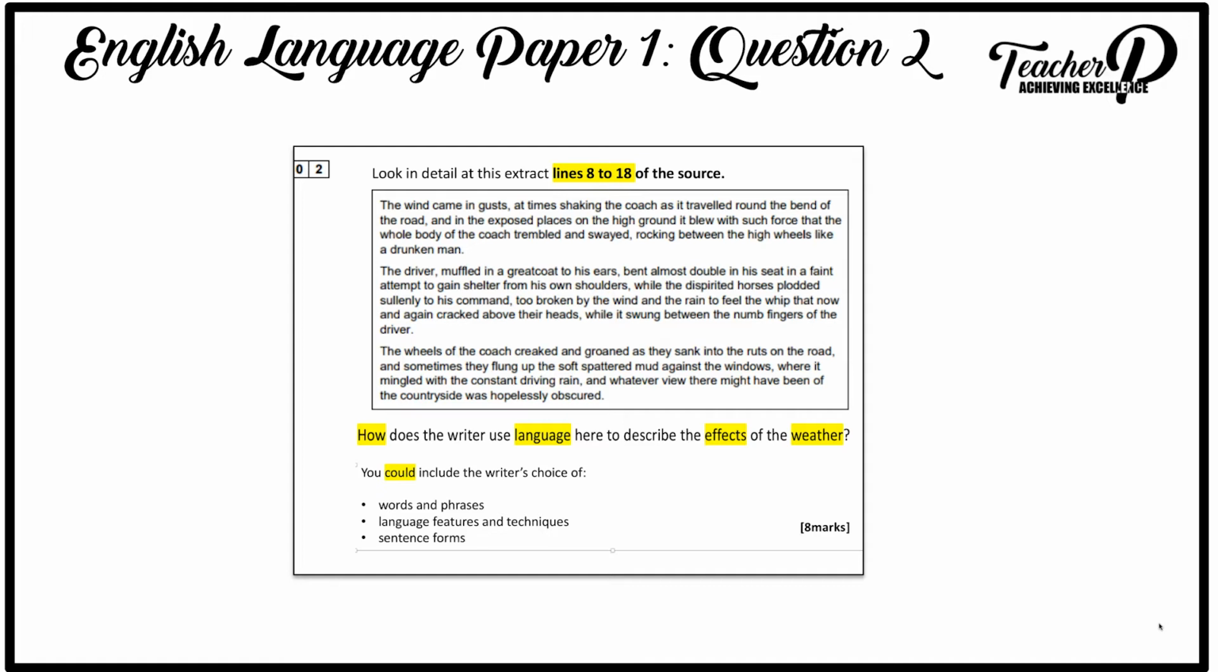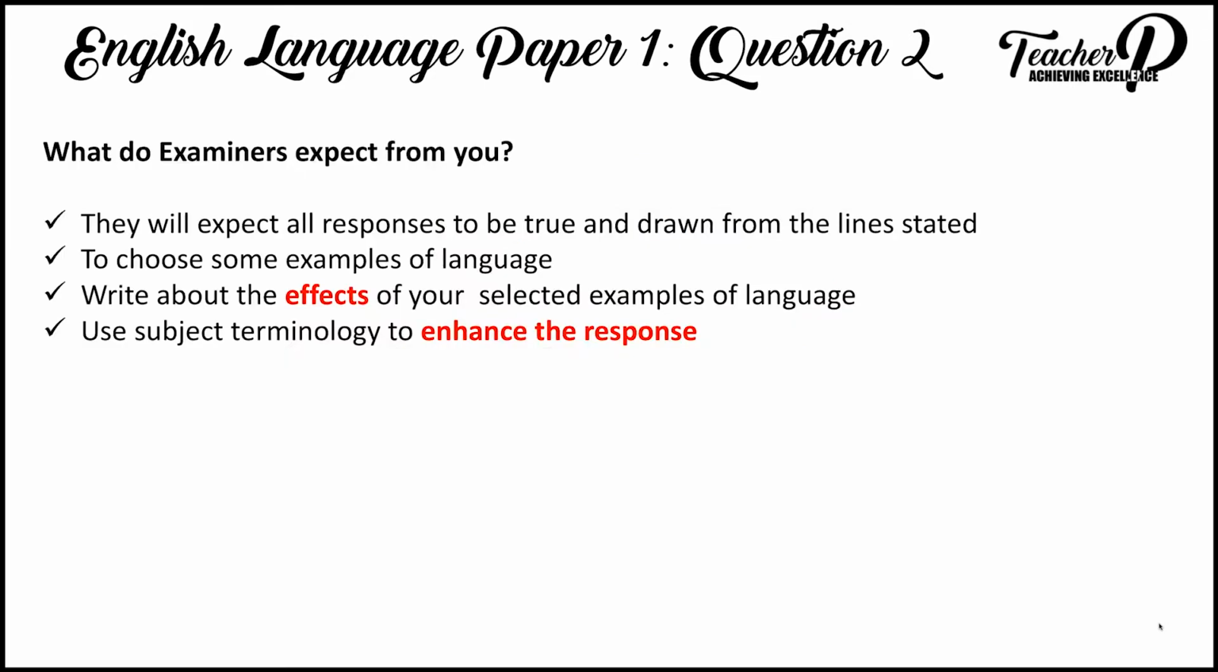So what do the examiners expect from you? They will expect all responses to be true and drawn from the line stated. They will expect you to choose some examples of language. AQA have stated that students who narrowed their choice and then explored the effects of their selected examples in depth were more successful. Therefore, you need to write a lot about a little, and what I mean by that is pick 2, maximum 3 points and obviously develop them into your paragraph.